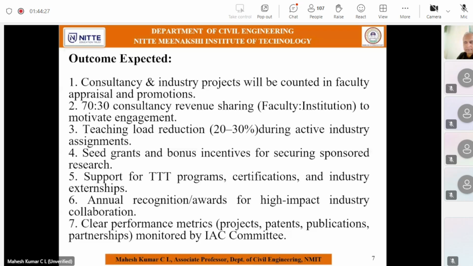With this, we are giving a reduction in teaching load, which will let the researcher interact with more industry persons. Also, we are giving bonus incentives for sponsored research, and supporting our faculty for master training programs, certifications or industry externships, which will count for accreditation purposes. And now we are providing annual recognitions or awards for high-impact industry collaboration. Finally, there are clear performance metrics for each researcher on projects, patents, publications and partnerships, which are monitored by the IAC committee. So these are the outcomes I expect with respect to the presentation.